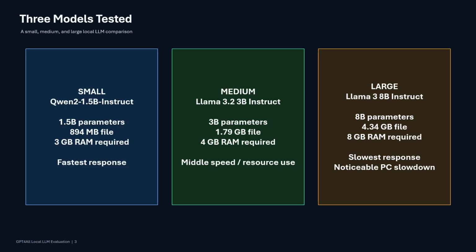The smallest model was Quinn2 Instruct. It responded the fastest and had the least effect on my computer. The second model was Llama 3.2. Its speed and resource use was in the middle. The largest model was Llama 3. It responded the slowest, and I noticed that it slowed down my computer while being run.